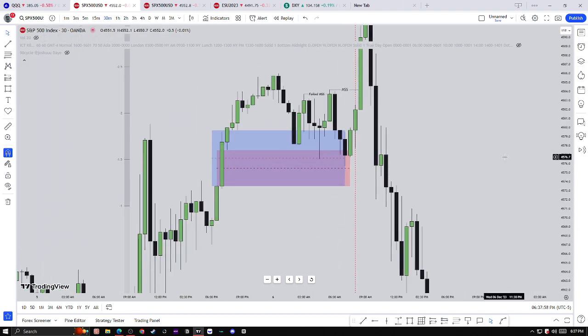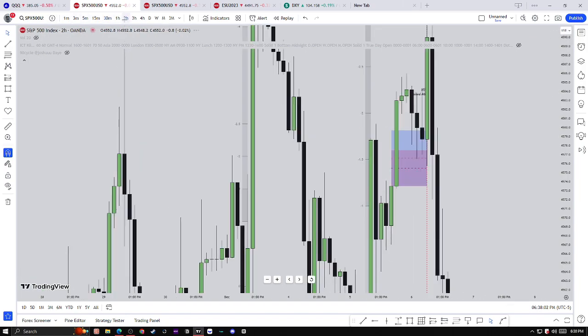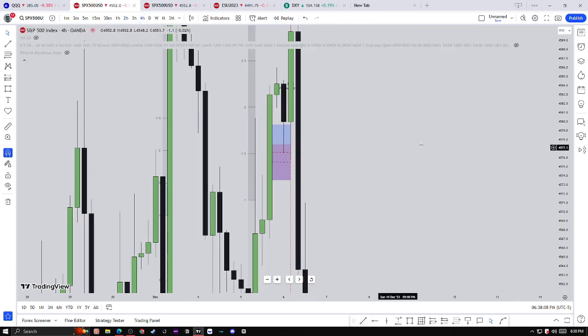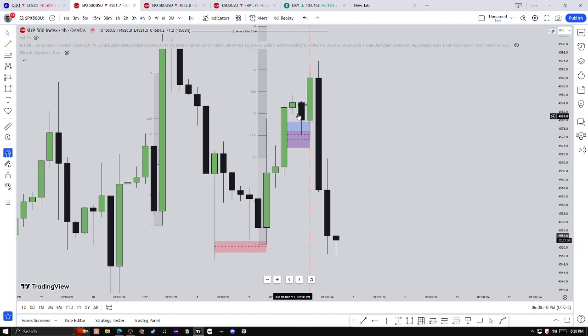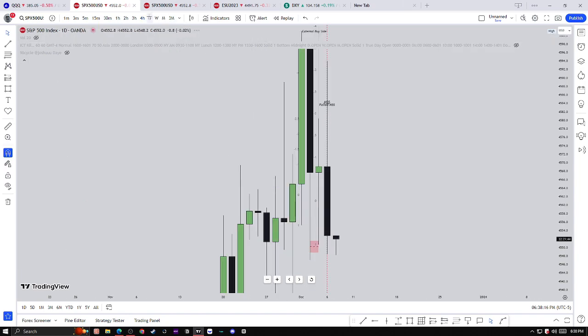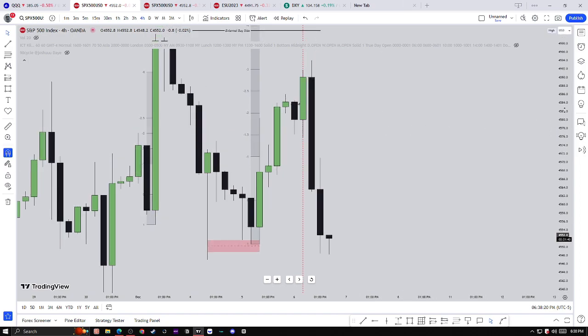Now, in this 1 hour fair value gap, can we go higher? 2 hour? Yeah, but then that just becomes really big. 4 hour, I'm guessing. Okay, 4 hour also has a fair value gap here. So let's delete these, because I don't want to go to the daily. You understand the daily doesn't show me anything, so the 4 hour is the closest thing I can get.